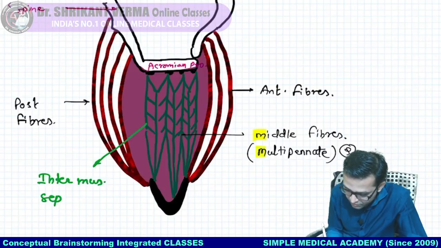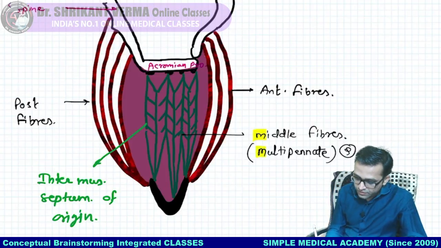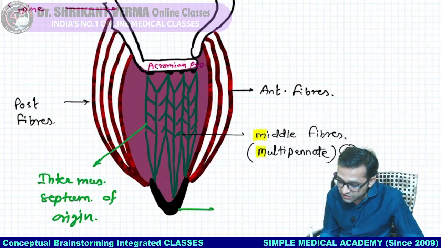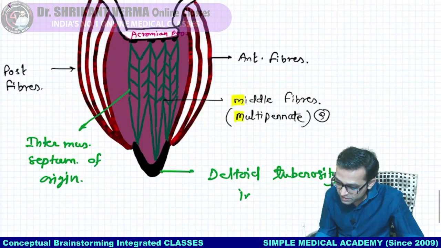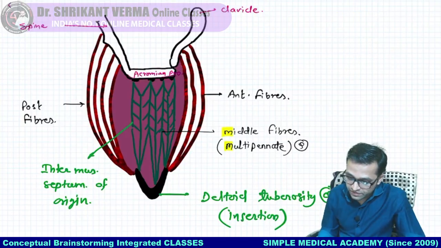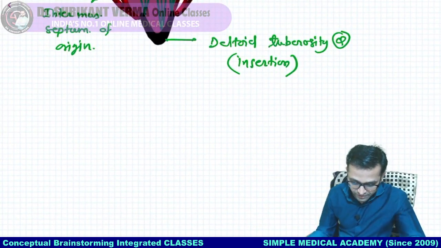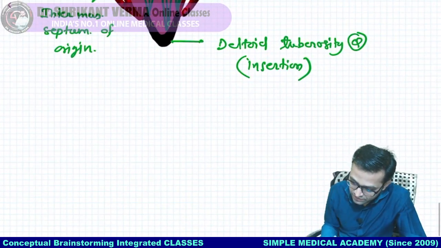And this green color structure, these are the intermuscular septa of origin. And this insertion is the deltoid tuberosity. MCQ: this deltoid tuberosity is the insertion, important. Okay, so these all are our different things. So you can mention our origin.